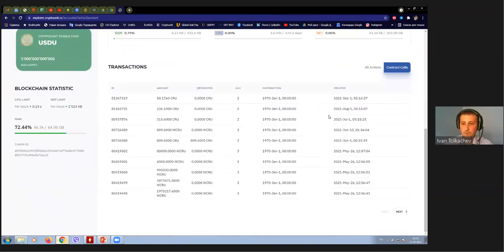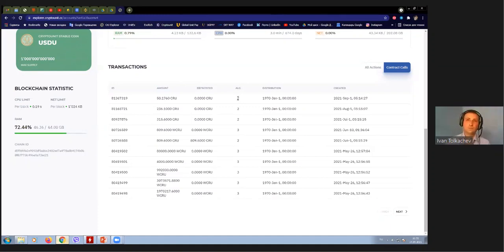So what matters here is the column created, when the contract was created, the date. We need to see the algorithm. I will tell you what it is. The defrosted and the amount. So how do you use it?